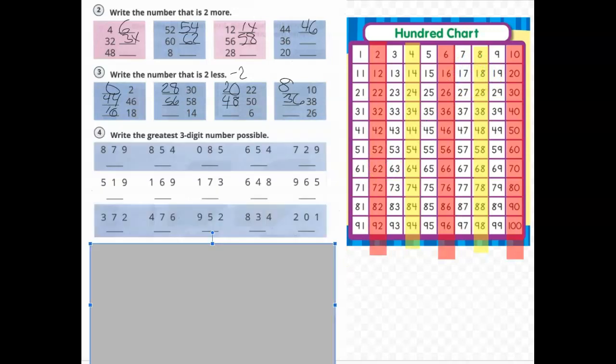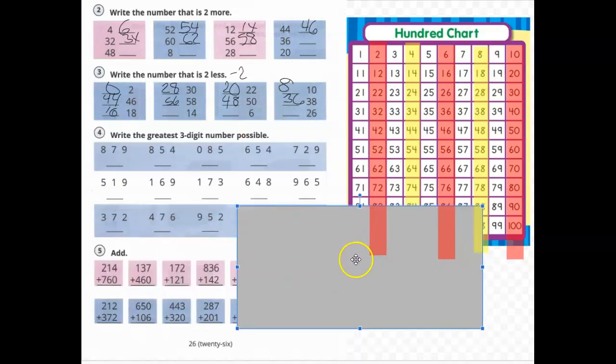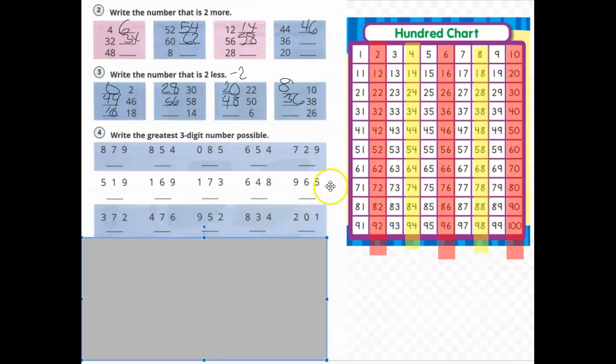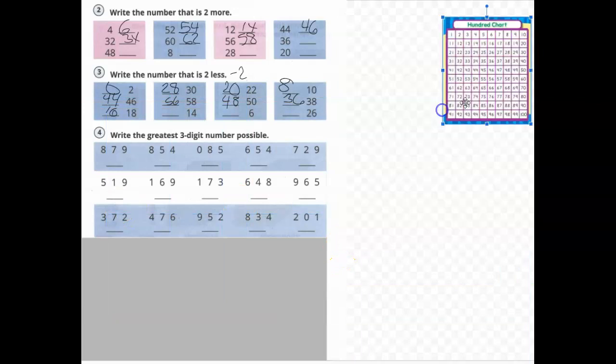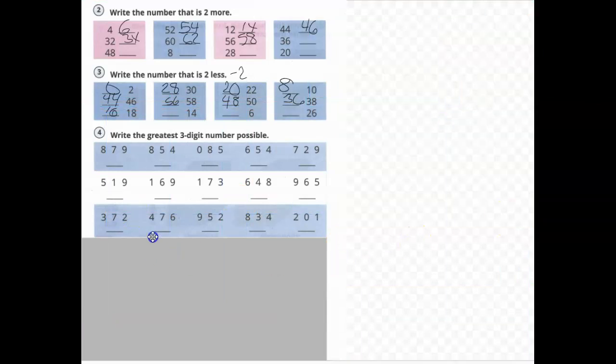Now, if you're back with me, we're all done with our hundreds chart for right now, so I'm going to just go ahead and get rid of this for us. Say goodbye. Okay, now we're trying to figure out how to write the biggest number we can using only the numbers they give us. So for the first one, we're only using the 3 digits right here, in this yellow square.